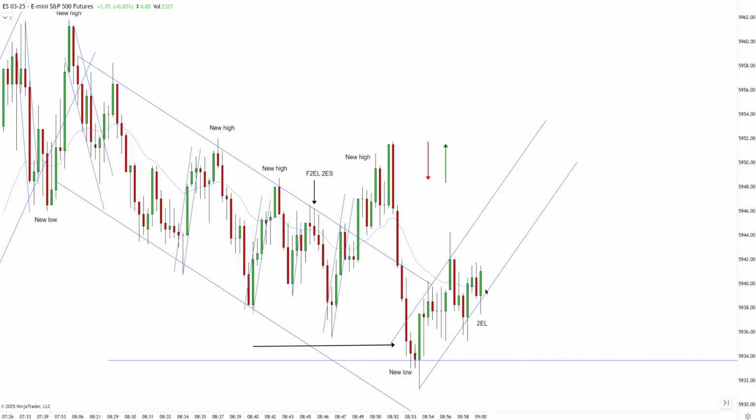It's a bit more advanced, but it is a second entry long. You're pushing higher with a series of higher highs and higher lows, so this is a great setup, second entry long.